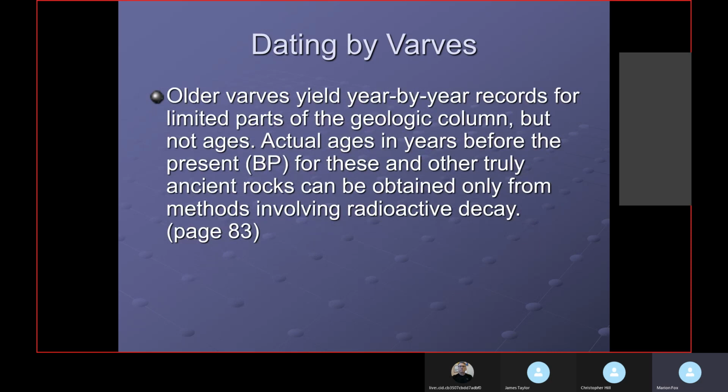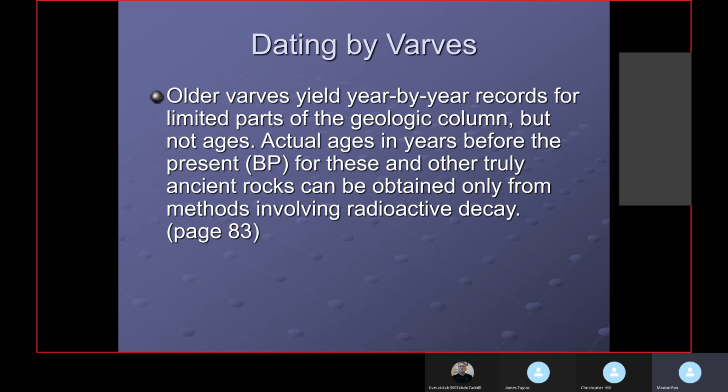Older barbs yield year-by-year records. This goes on and says, for limited parts of the geologic column, but not ages. They don't give us ages, actual age in years before the present. For these and other truly ancient rocks, ages can be obtained only from methods involving radioactive decay. Now that's the claim that is made. We have to go back to radioactive decay. We have to use radiometric methods to date it.